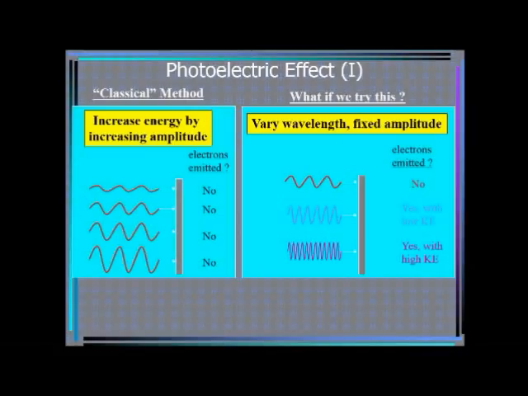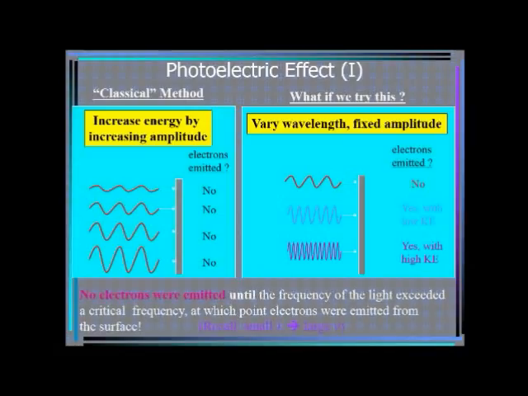So what do we conclude from this part? No electrons were emitted until the frequency of the light exceeded the critical frequency, which is called the threshold frequency of the metal. It is unique for a particular metal. At this point the electrons were emitted from the surface. Whenever the energy of the light is more than this threshold frequency, the electrons are emitted.